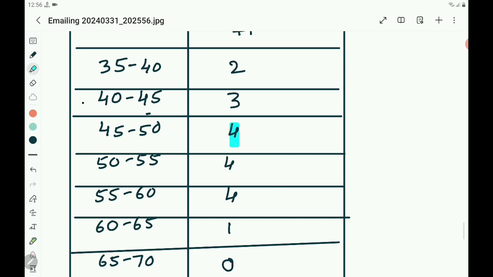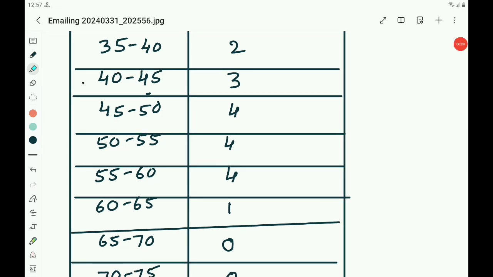Here 4, 4, 4, 3 4s are there, and all these are the highest frequency. Highest frequency is 4. As the highest frequency is 4, 4 occurs in 3 groups: 45 to 50, 50 to 55, 55 to 60. So 3 modal groups are there. So the mode comes in these 3. So you can take any one for the mode. If you take the middle one for the mode, that is F1.